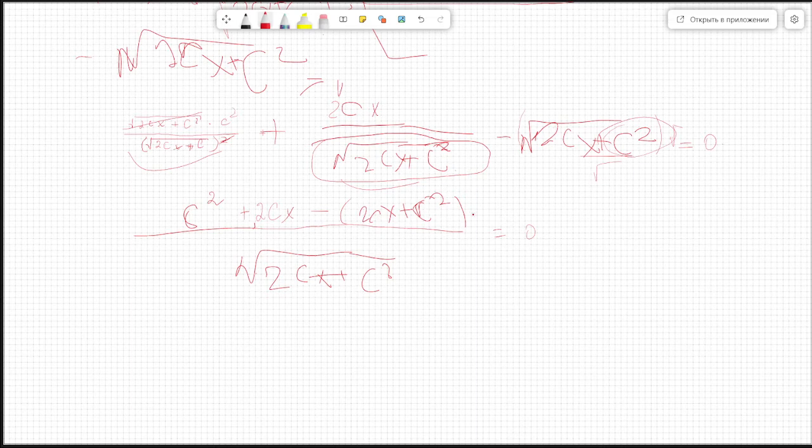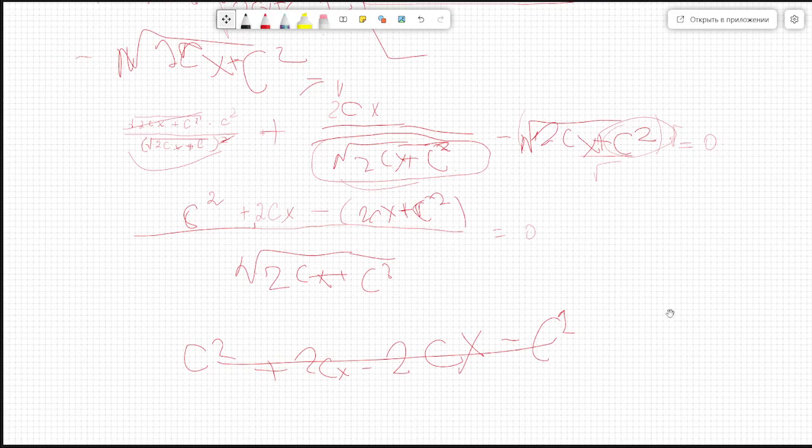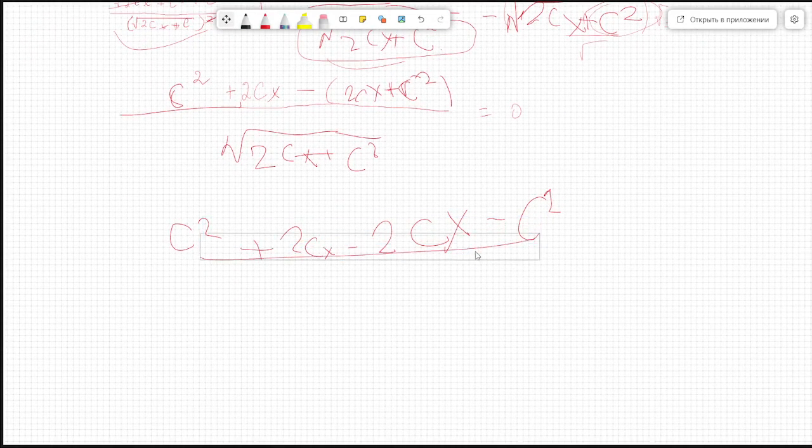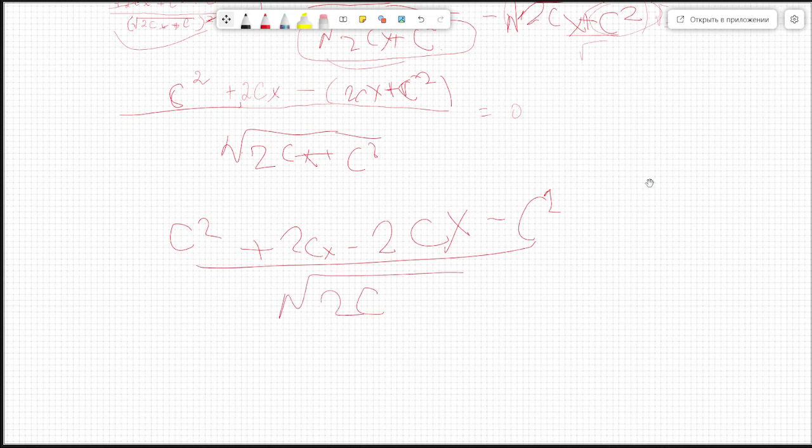This bracket open, minus and minus will be x, minus 2cx, minus c, minus c squared. And the denominator the same: square root of 2cx plus c squared. All of this equals 0.